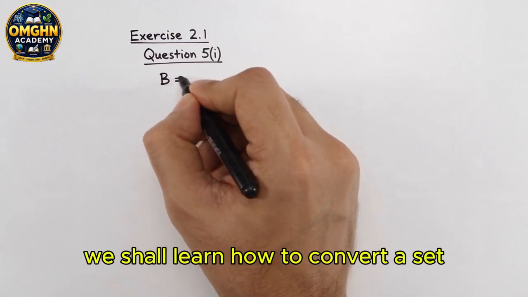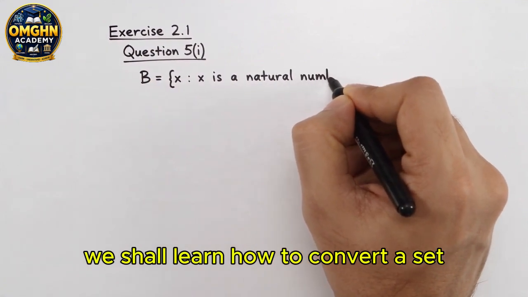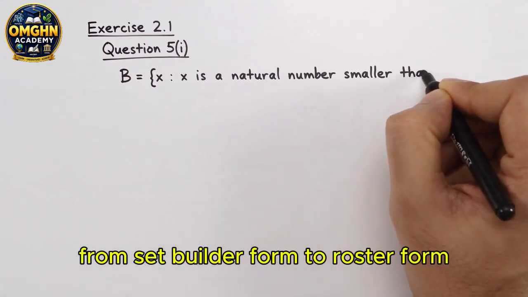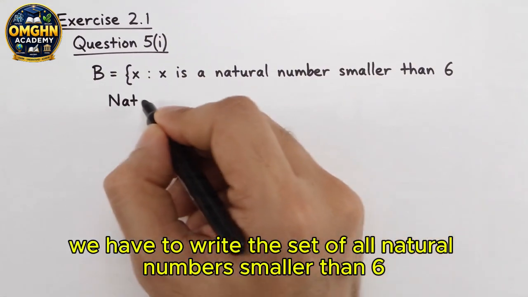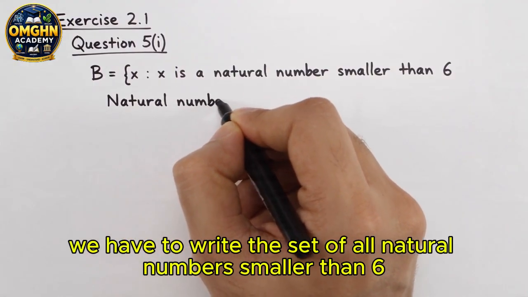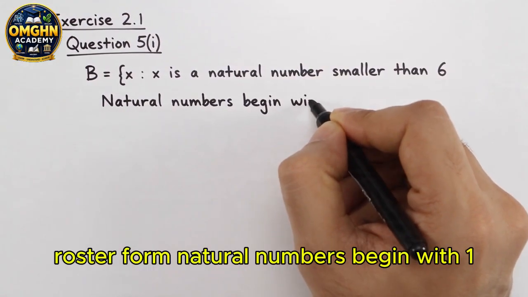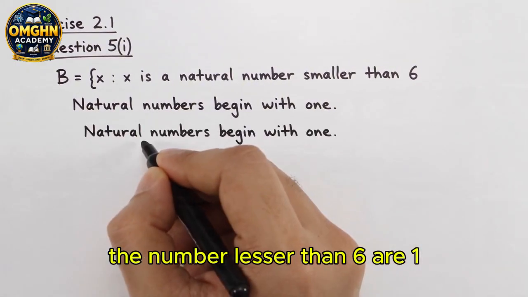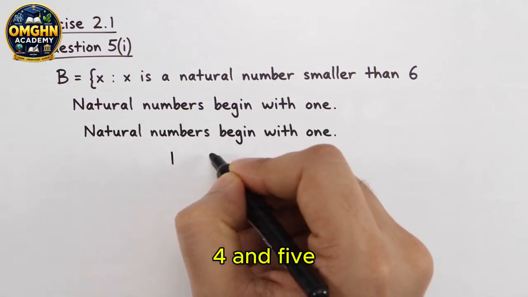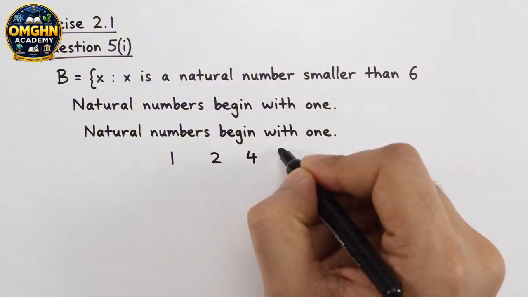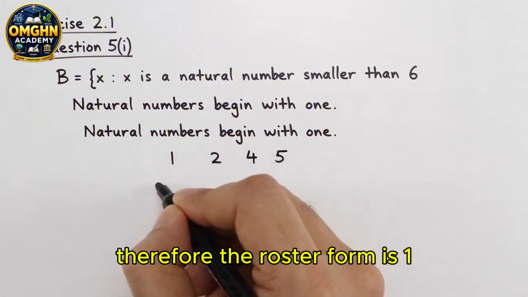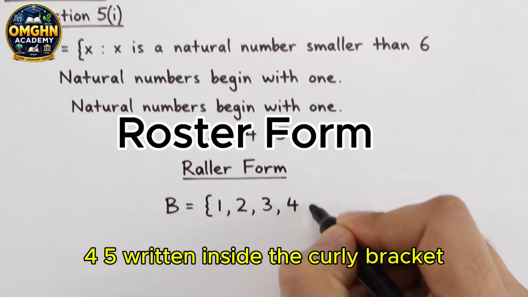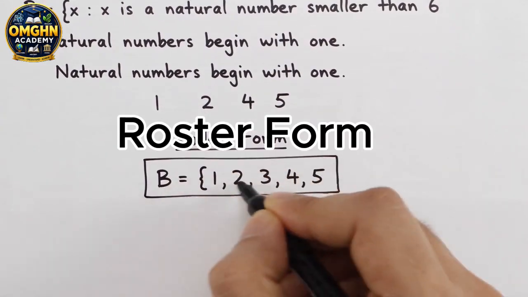Students, now we shall learn how to convert a set from set builder form to roster form. Read the question carefully. We have to write the set of all natural numbers smaller than 6 in roster form. Natural numbers begin with 1. The numbers lesser than 6 are 1, 2, 3, 4 and 5. Therefore, the roster form is 1, 2, 3, 4, 5 written inside the curly brackets.